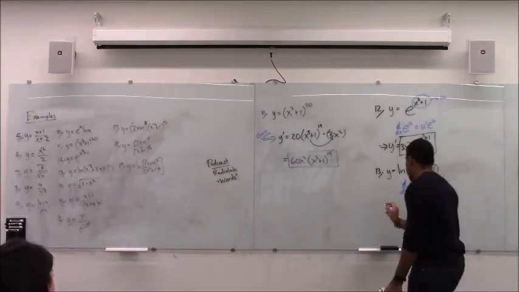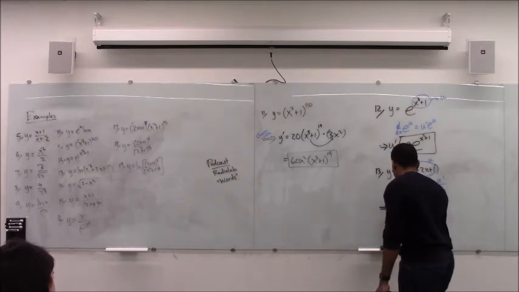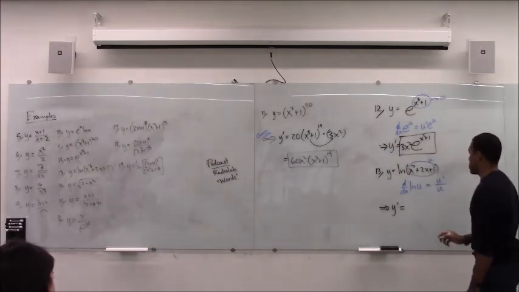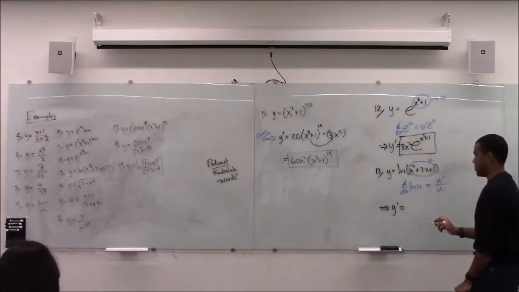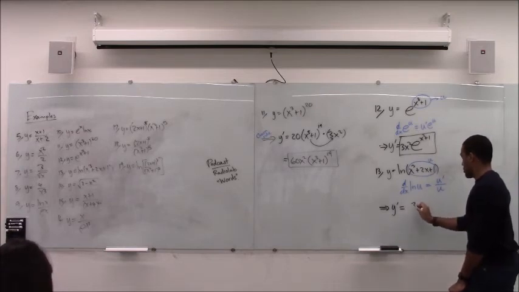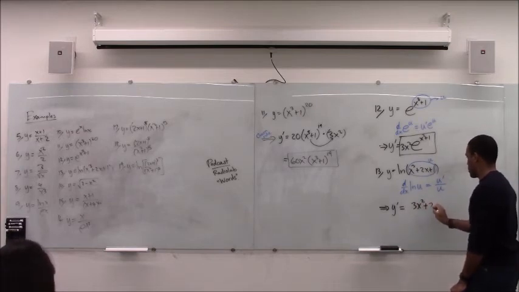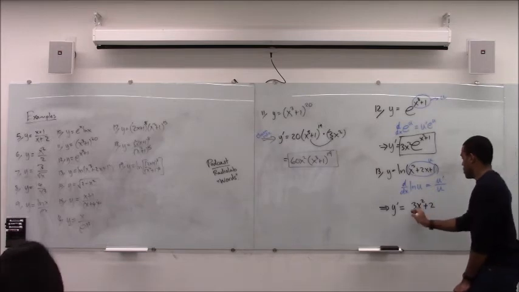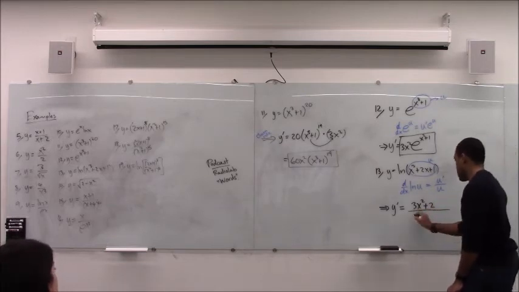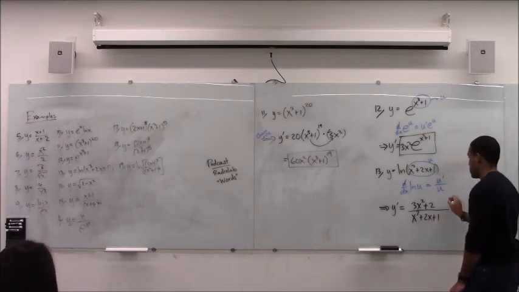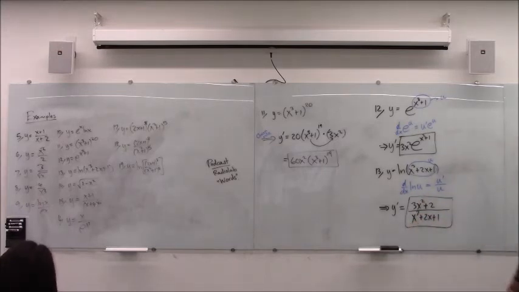So just by following that rule directly, what's the derivative of this? 3x squared, using the power rule, over that thing, x cubed plus 2x plus 1. That's going to be the derivative.